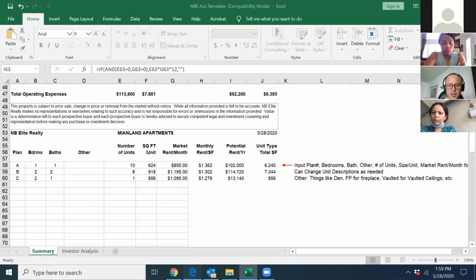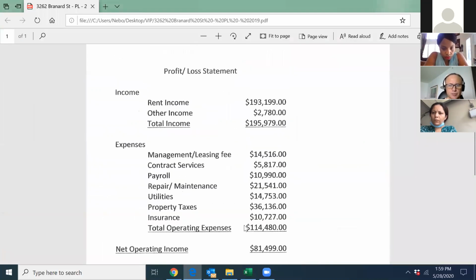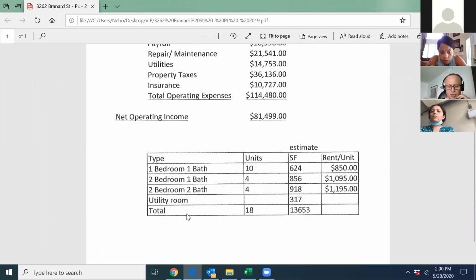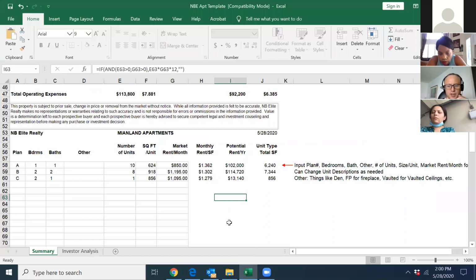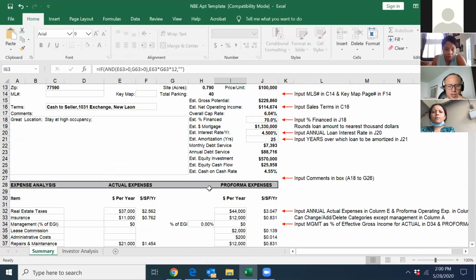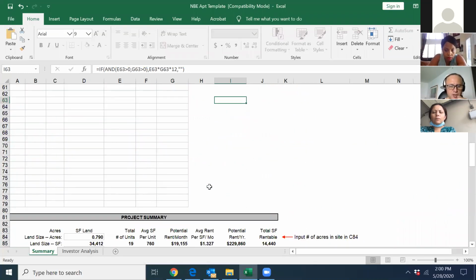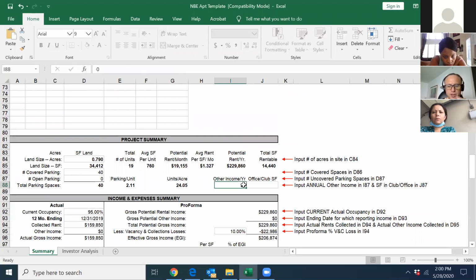Let me see if there's any laundry income. Yes, there is. Laundry income, 2,780. I'm gonna put in pro forma 3,000 because in time, you know, things go up. So I'm gonna put here in a pro forma 3,000 other income. Look here, we got this sheet. It's gonna ask me for any other income. See, you see it here? 3,000 dollars per year, okay?